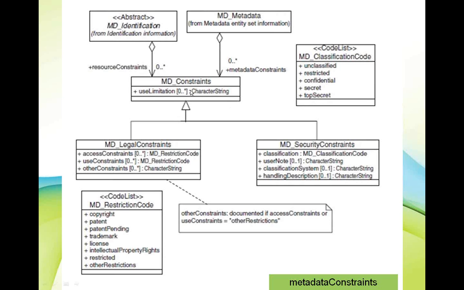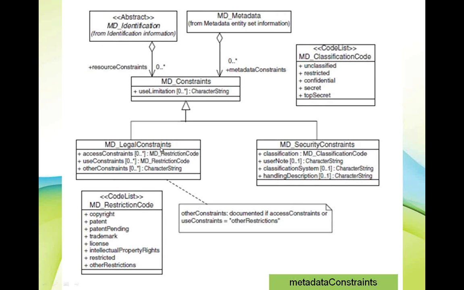And again, if you look at constraints, you have a generalization. You can have just constraints, which is just the use limitation, or you can have legal constraints or security constraints. If I need to document both legal constraints and security constraints, if you notice, this is not repeatable, but this is. This is the XML tag that I would have to repeat. I would have to repeat either resource constraints or this metadata constraints if I want to document both, because this is not repeatable. This part is. You have to move back up in the XML and repeat at the correct level.